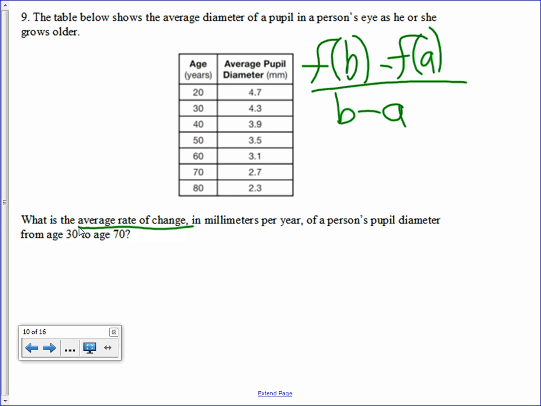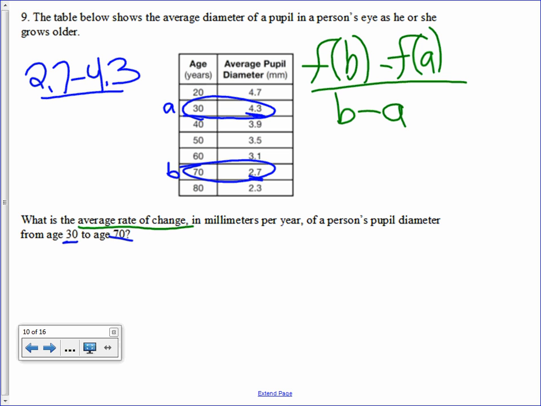This one's my fave. Now, it's asking for the average rate of change in millimeters per year of a person's pupil diameter from age 30 to 70. So here's my A, and here's my B. Is it giving me F of A and F of B in this example? Yes. That's what the 4.3 and the 2.7 are. So F of B is 2.7 minus F of A is 4.3. B minus A is 70 minus 30.